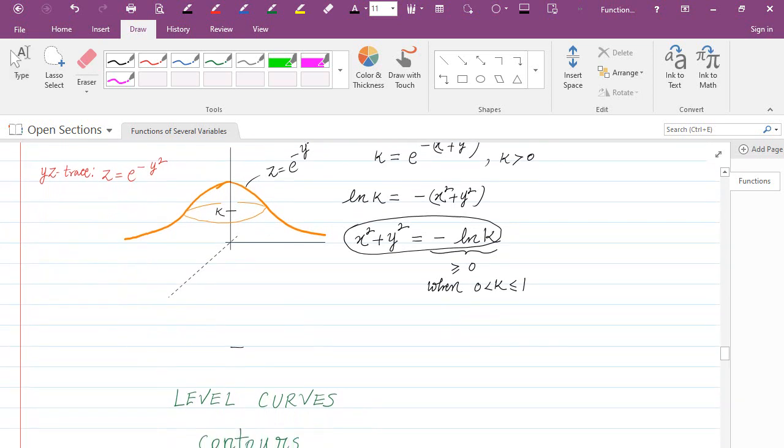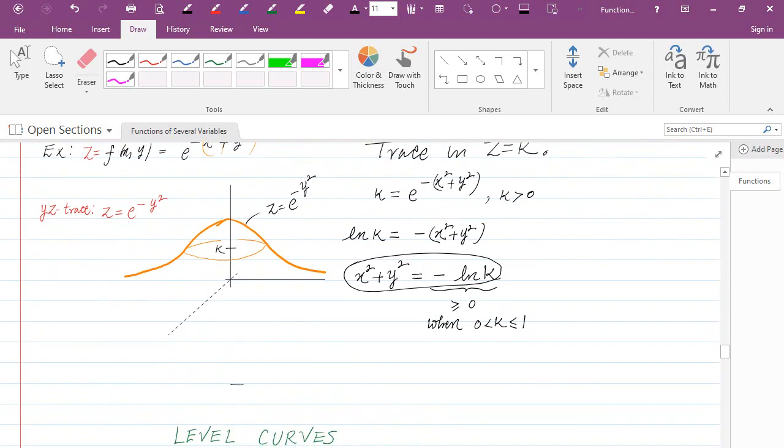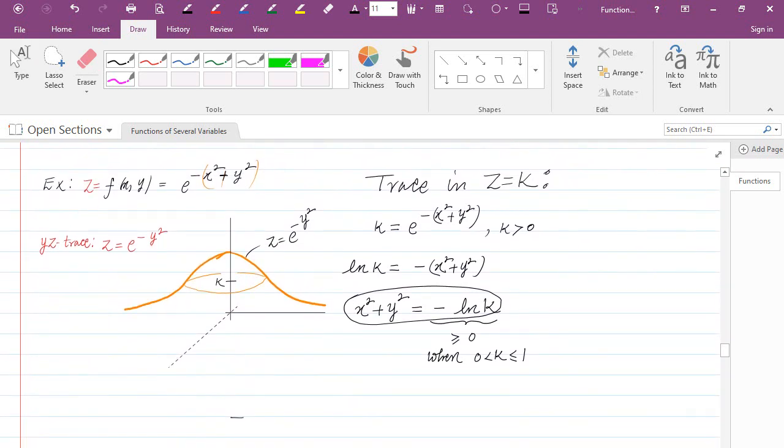Okay, so in the next video I will show you how to sketch the graphs of functions of two variables using Maple. See you then.